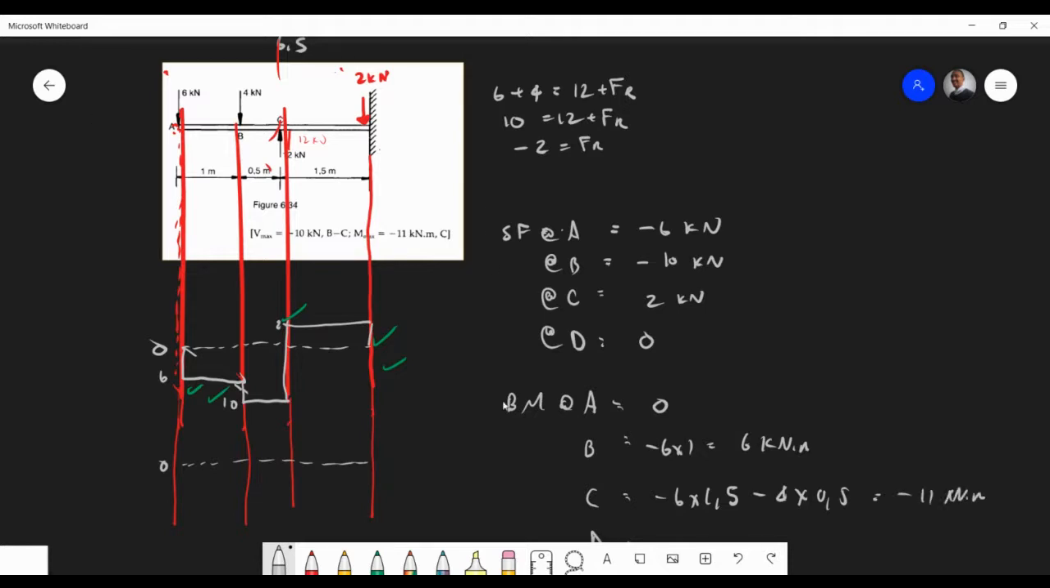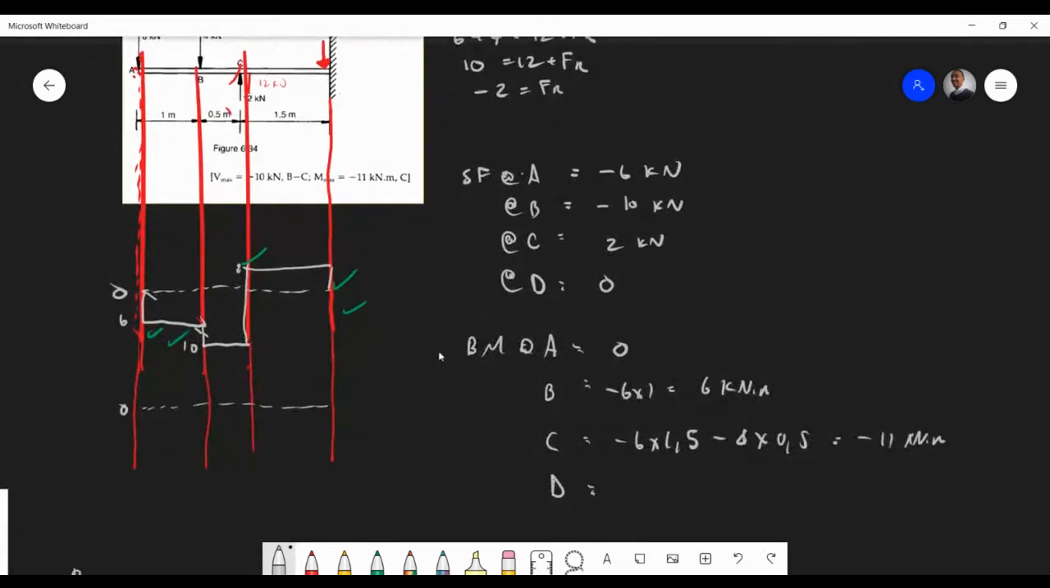And then at D, it's negative 6 times 2 plus negative 4 times... is it 2 or 3? It's times 3. Sorry, it's 3. Minus 4 times 2, and then plus 12 times 1.5. Let's see what we get there. And you get negative 8 there.